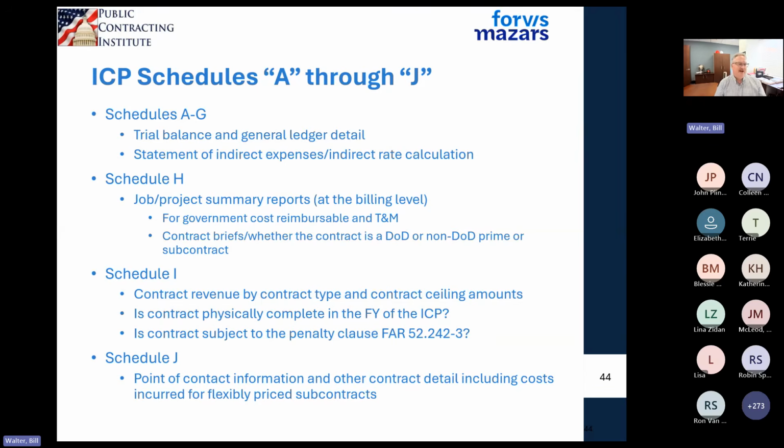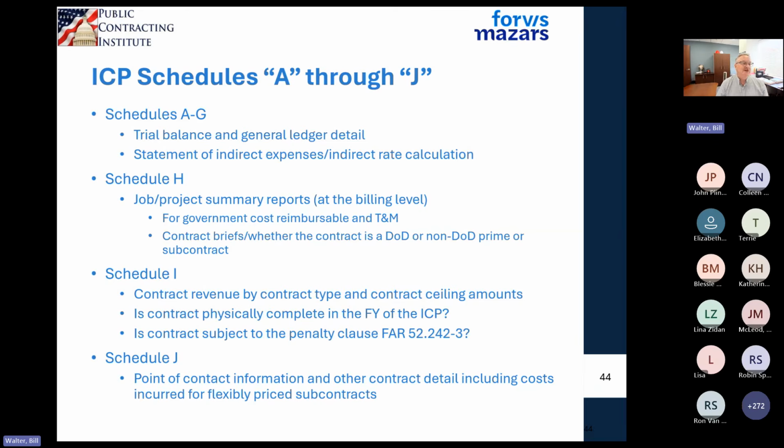If you have any of the software packages that do government contracting work, they will probably have something called a statement of indirect or indirect rate calculation schedules. They're going to be pretty similar to schedules A, B, C, and D. And a lot of companies will actually have it to where you can pull those schedules out of your system.